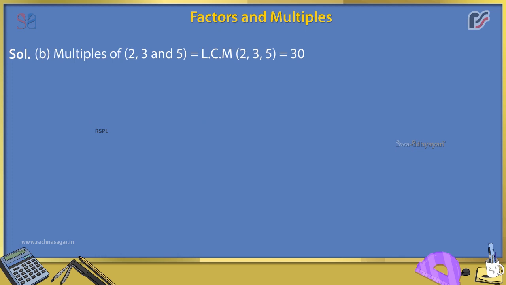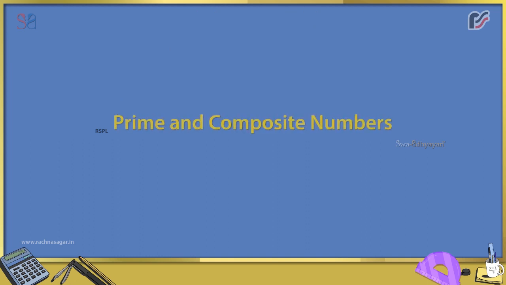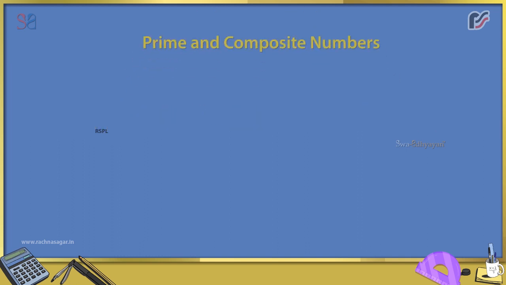B. Multiples of 2, 3 and 5 is equal to LCM of 2, 3 and 5, which is equal to 30. Multiples of 2, 3 and 5 less than 100 are the same as multiples of 30 less than 100, that is 30, 60, 90.